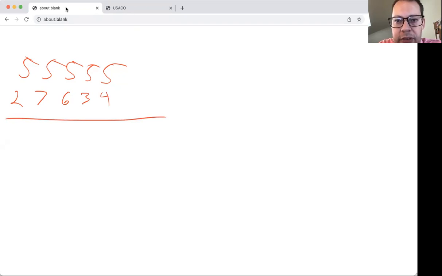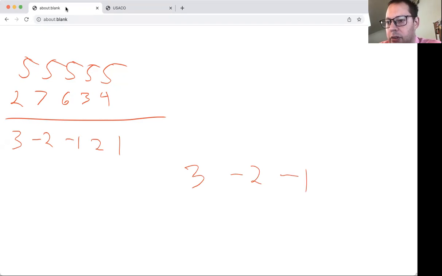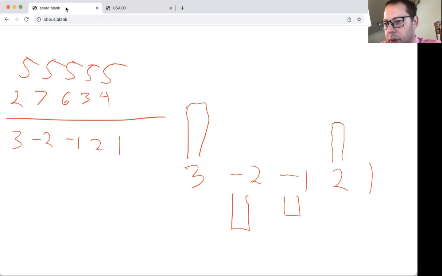So I'm going to subtract these. 5 minus 2 is going to be 3. 5 minus 7 is going to be -2, -1, 2, and 1. Okay, so I've got 3, -2, -1, 2, and 1. So 3, -2, -1, +2, +1.